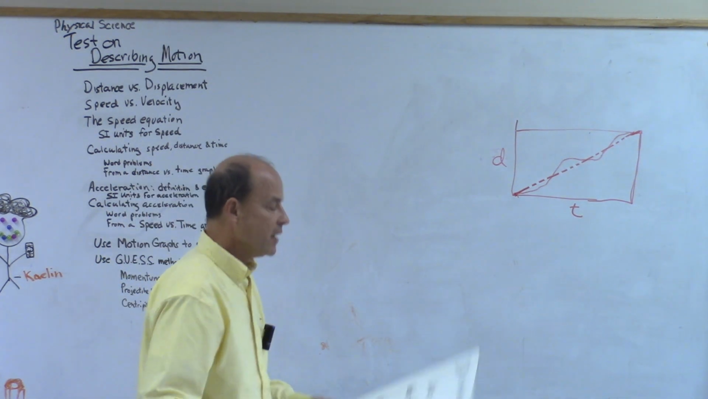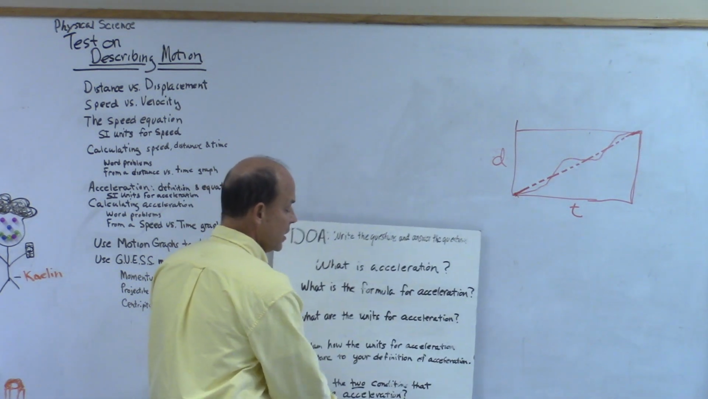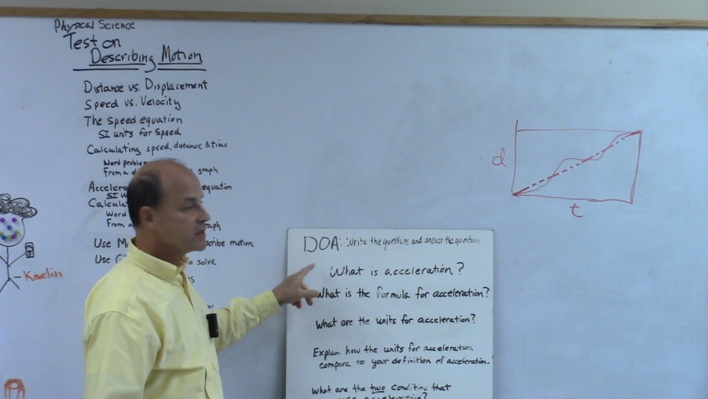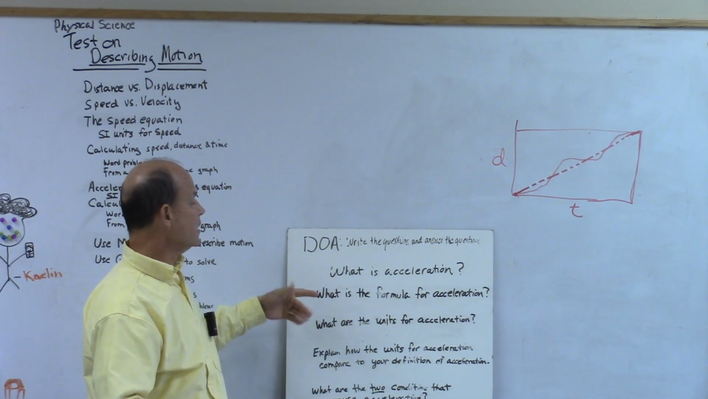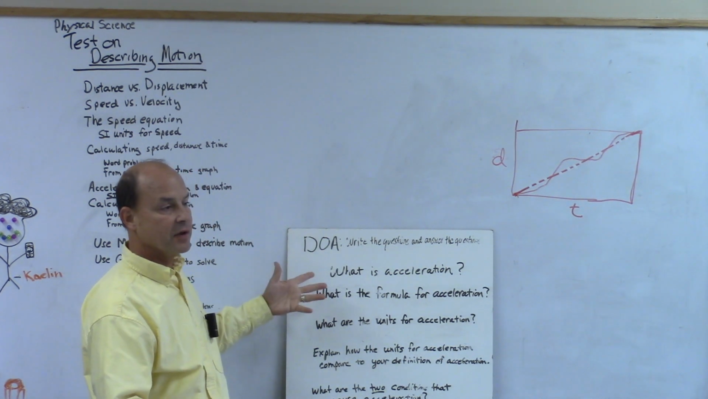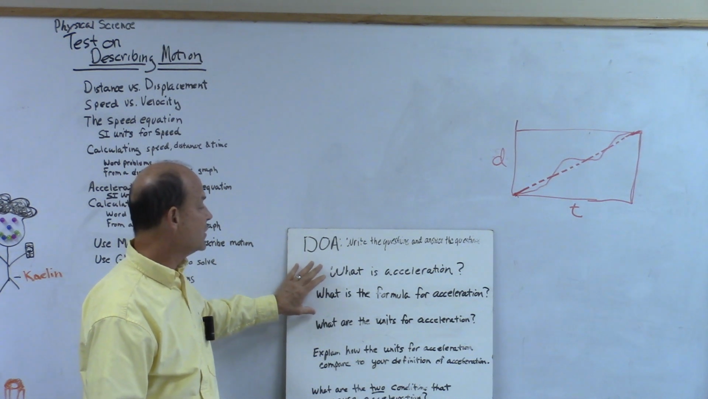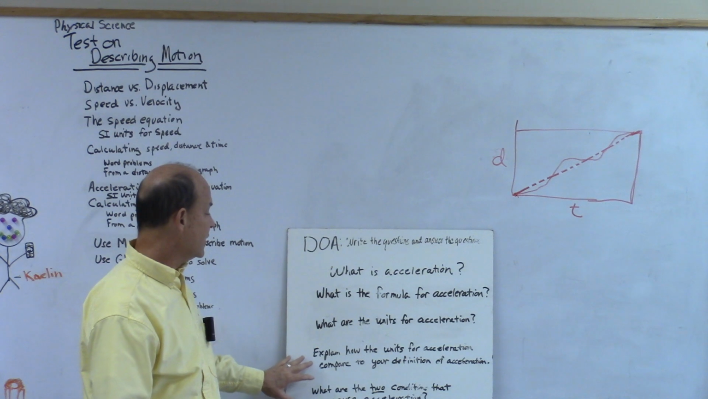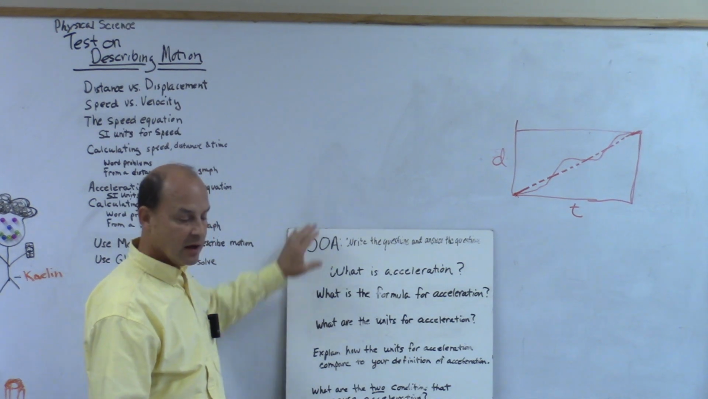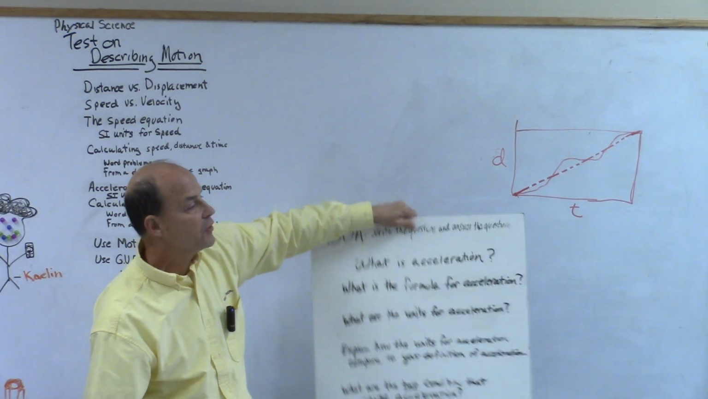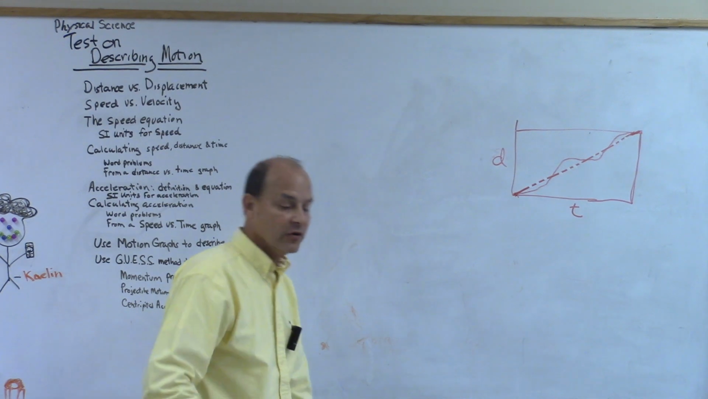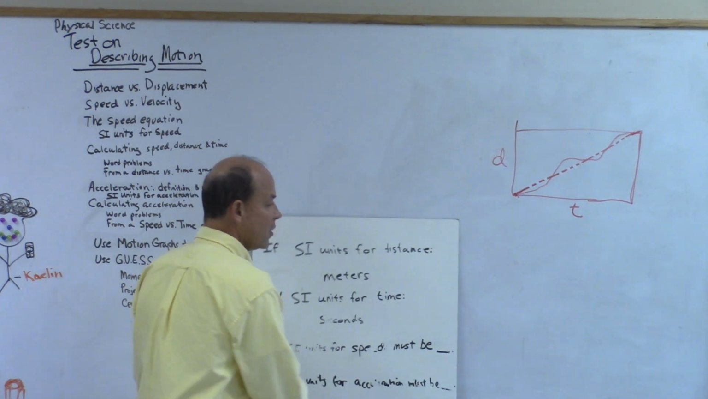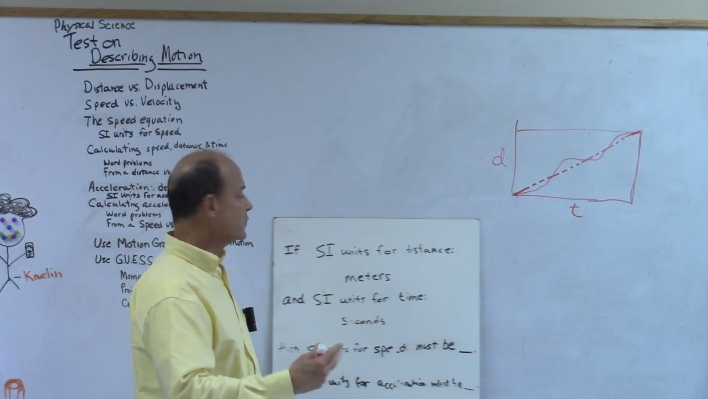So again, we had another DOA. If you look back in your notes for this class, you would come in and I'd give you a DOA, and the topic of the day was acceleration. So you had to define it. You had to write the formula for it and maybe give me some examples. Also the units. You need to know the units because that was the first question on the quiz, right? What are the SI units for speed, or what are the SI units for acceleration?